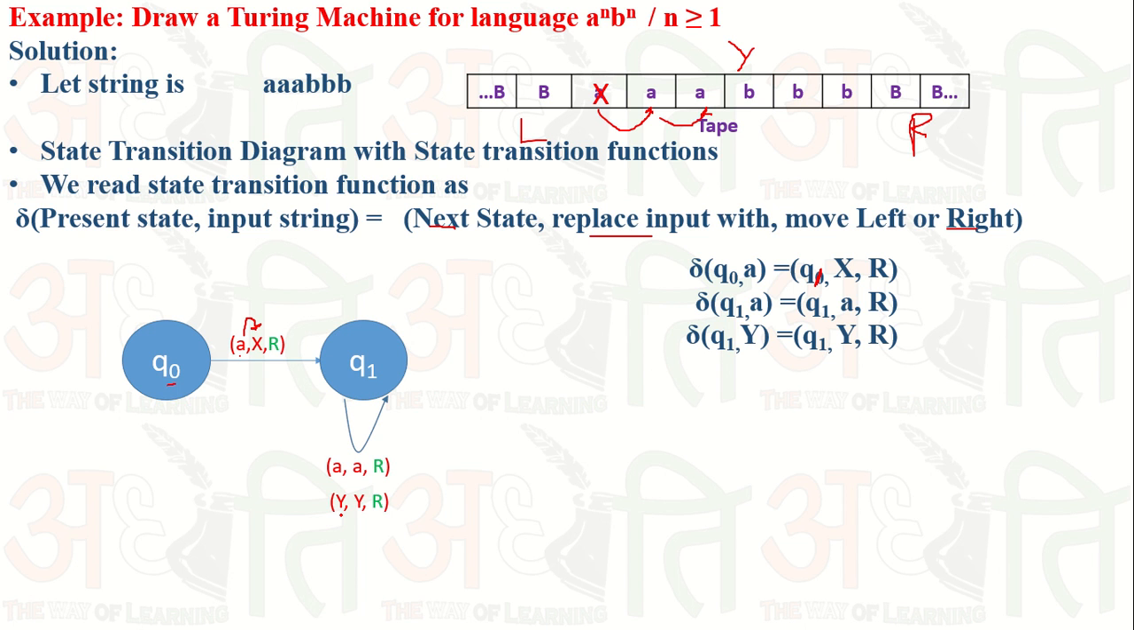So when Y comes, at the state Q1, we remain at Q1 and we keep Y as Y and move to the right. So we keep moving further in. But when B comes, then we mark it as a Y, because we have to mark A and B. So when B comes at the state Q1, then we move to the state Q2 and we mark B as a capital Y and move to the right.